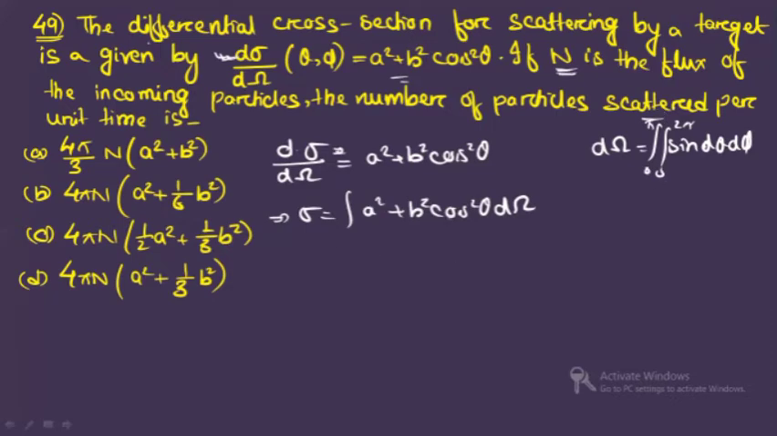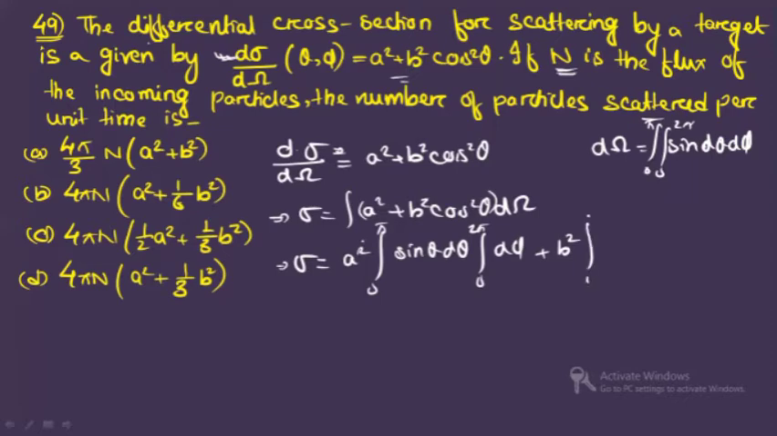Clear? So when we do so, you can write sigma is equal to, first, a square is a constant term, right? We will have integration from 0 to pi sine theta d theta, and again we will have 0 to 2 pi d phi. And the second term will be, b square is constant this time, again 0 to pi sine theta cos square theta d theta, integration 0 to 2 pi d phi. Clear?